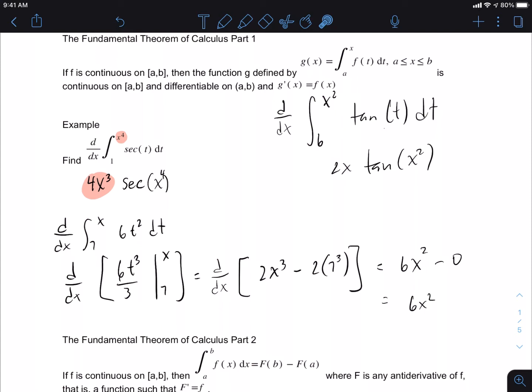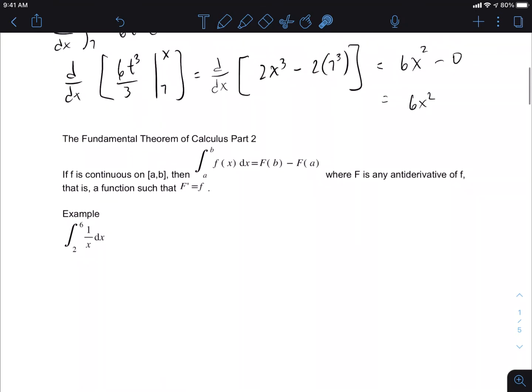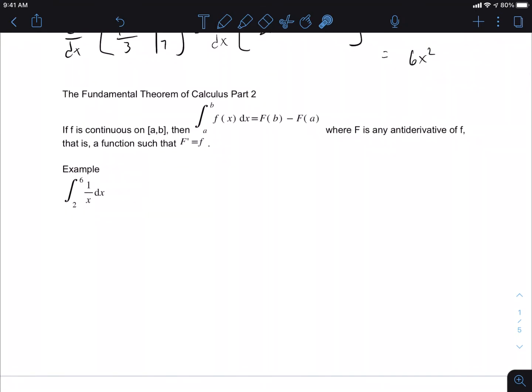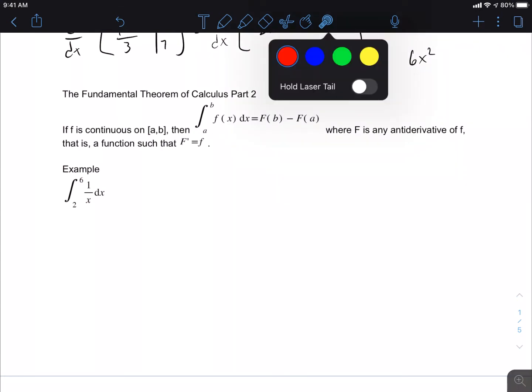So this is a big deal. It's fundamental to this class, but understand this process. It will be beneficial and save you guys time. Okay, let's go on to the fundamental theorem of calculus part 2, and then we'll do a few examples so you guys can understand them. So the fundamental theorem of calculus part 2 is just telling us this.